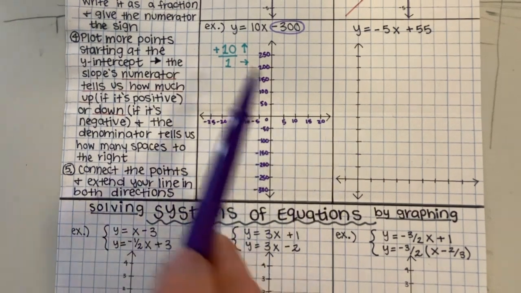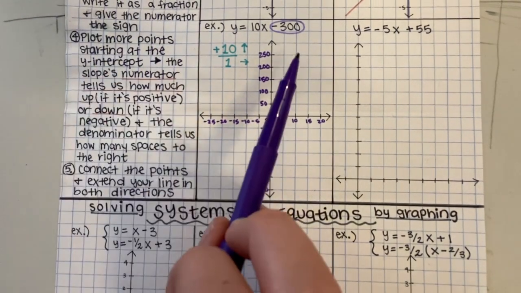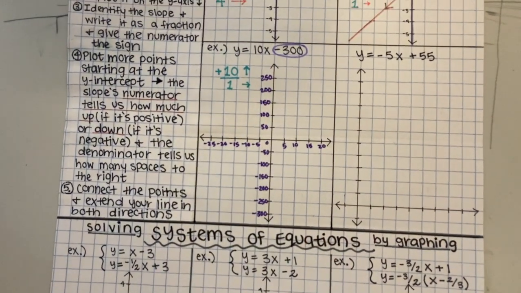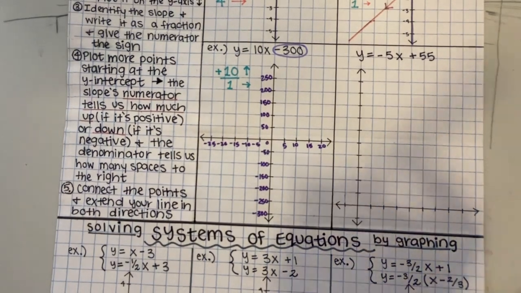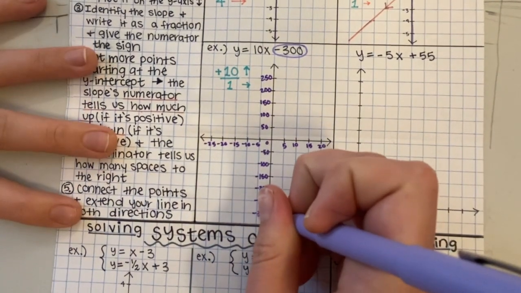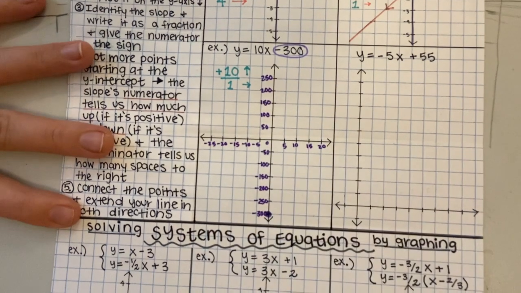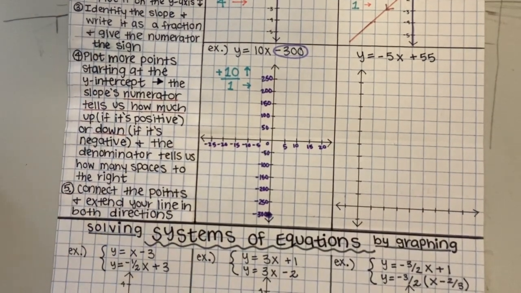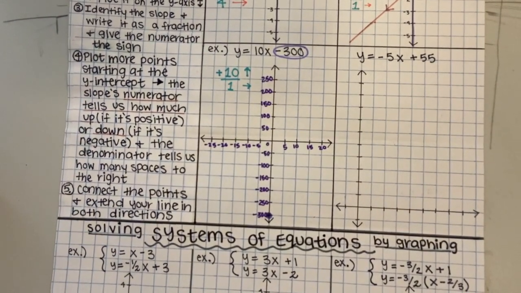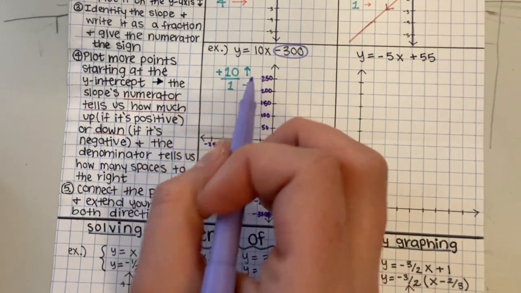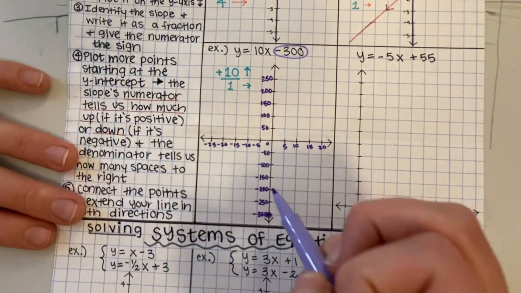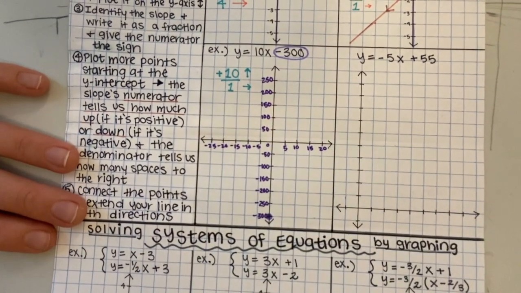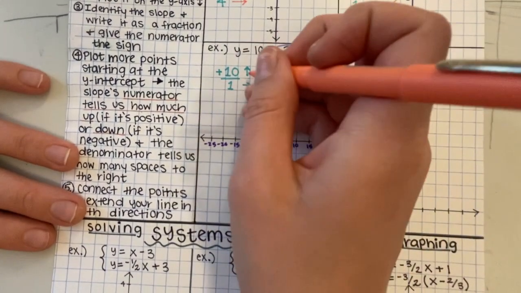So step number 2, we said, was identify the y-intercept, which is negative 300. Once I've identified the y-intercept, I want to plot it on my graph. My third step is to identify the slope and write it as a fraction and give the numerator the sign. So I've already done that. My fourth step is to continue and add points according to my slope.